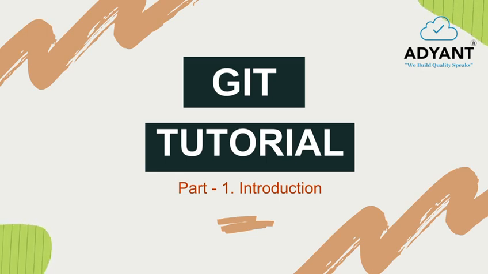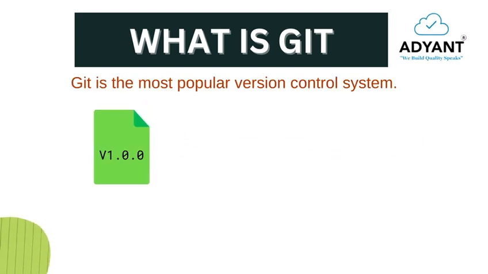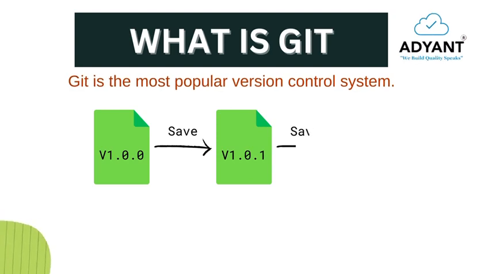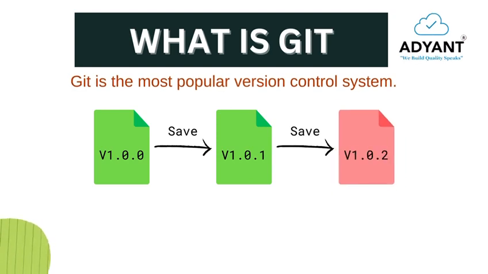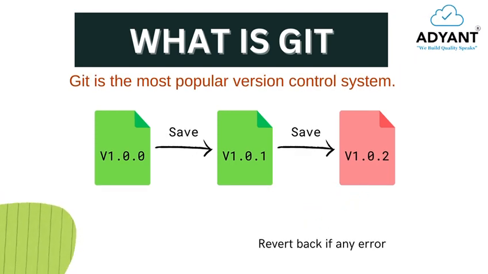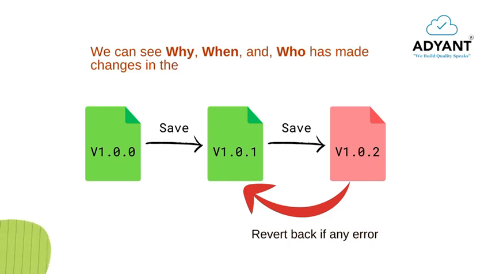In this video, we will learn the basics of Git. So, what is Git? It is the most popular version control system. A version control system allows us to work on different versions of the same file. Every time you save a file in Git, a new version of that file is created. And if you did any mistake or have any invalid data, then you can revert back to the previous version of the file. Because of Git, we can see why, when, and who has made those changes in the file.